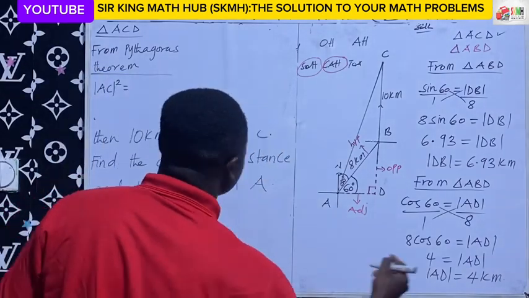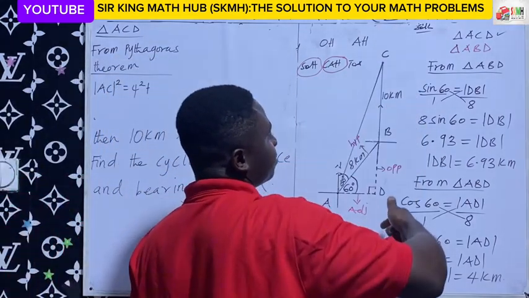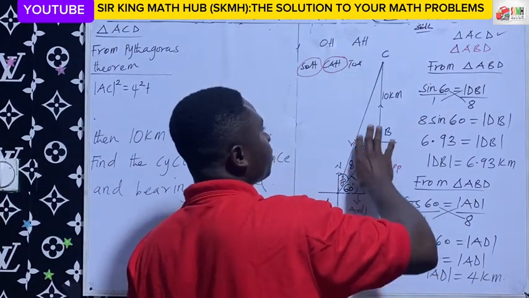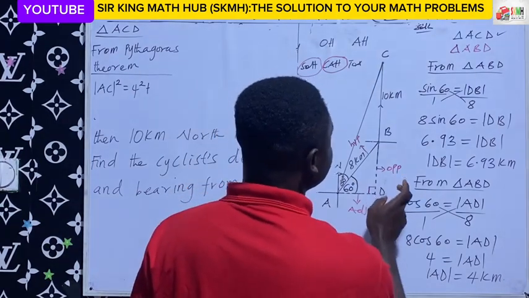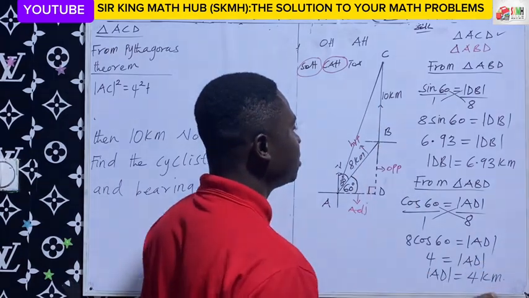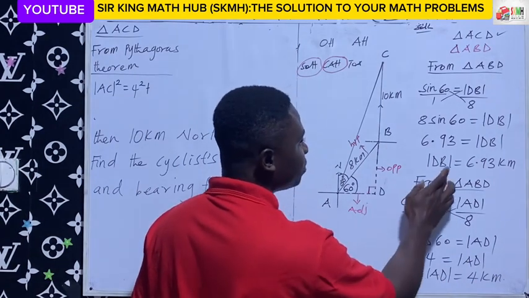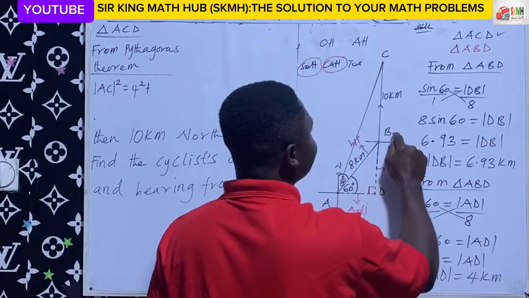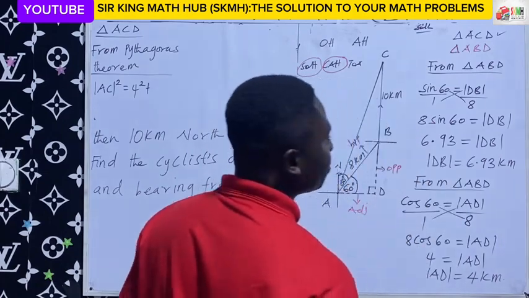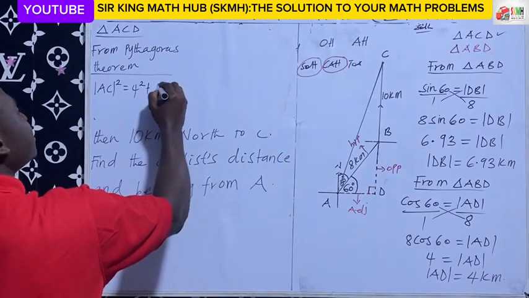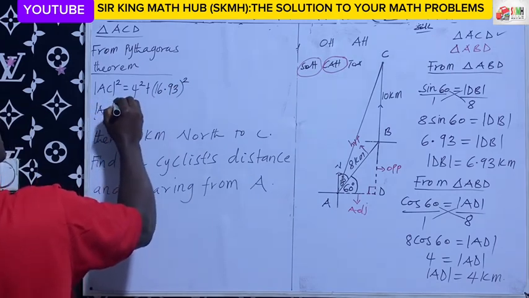So line AD we had 4 kilometers, so 4 squared, plus the length of the other side. For the bigger right angle triangle, you want the length BC. So consider that DC has been divided into two. One part is line DB, which is 6.93 kilometers. And then the other part is line BC, which measures 10 kilometers. So the full length becomes 10 kilometers plus 6.93 kilometers, and that should give us 16.93 squared.